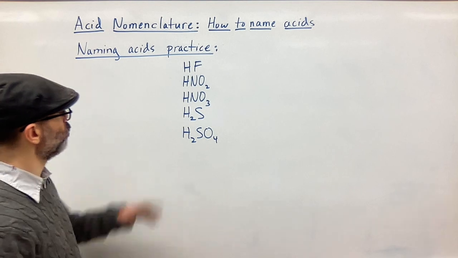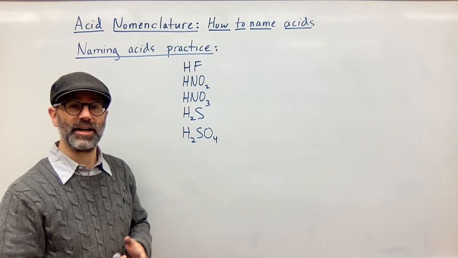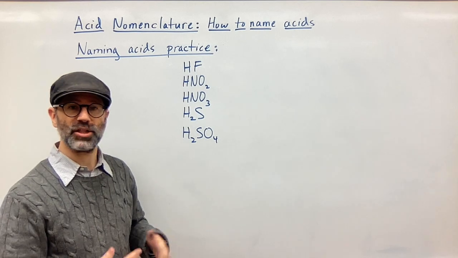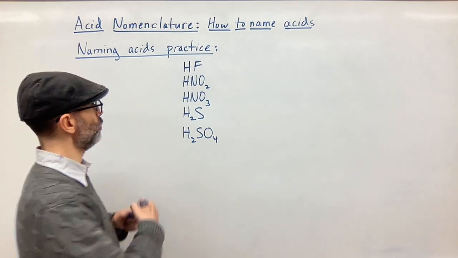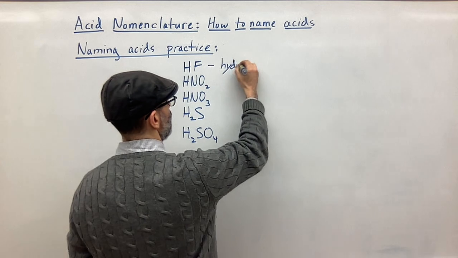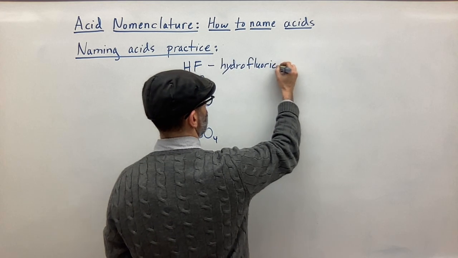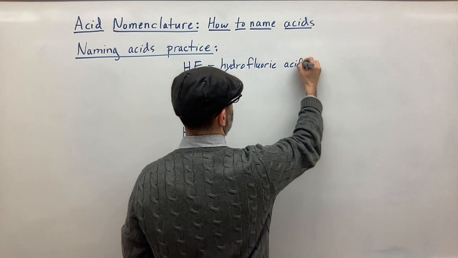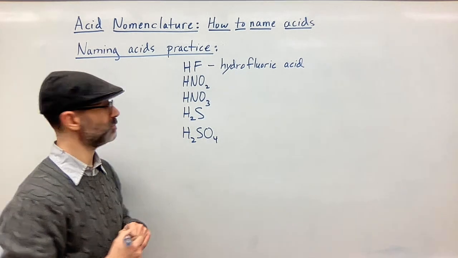Okay, so we start with HF. HF, you should identify right away as a binary acid. There's no oxygen, and it's made up of 2 elements. So this one would be starting with hydro. So it would be hydrofluoric acid. So that's HF, hydrofluoric acid.